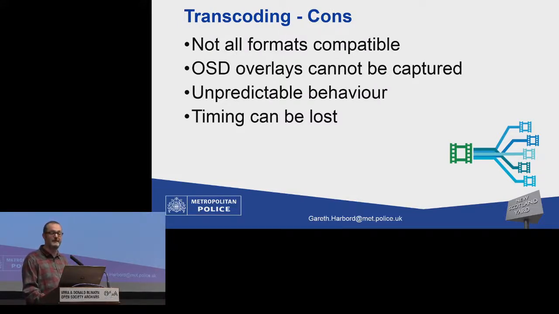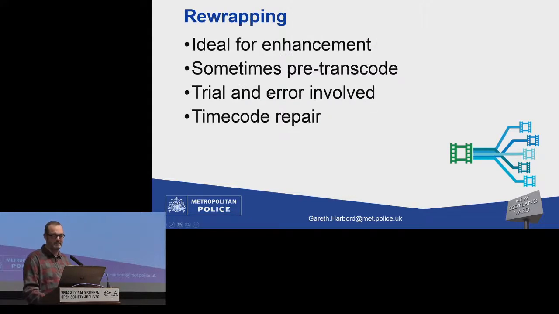It can't catch the overlays, and timing can be lost. So sometimes if you're forcing, it loses all the sense of timing, and you'll get a file that just goes like that from A to B. So you'll then have to manually do something like ffplay to diagnose it, count against the OSD the number of seconds, and then rewrap it again with the seconds sort of calculated into the file. There's sort of different approaches to that, but that's what I would do.